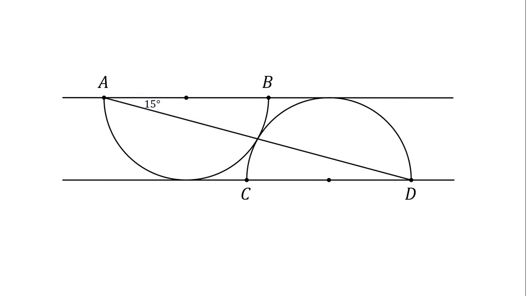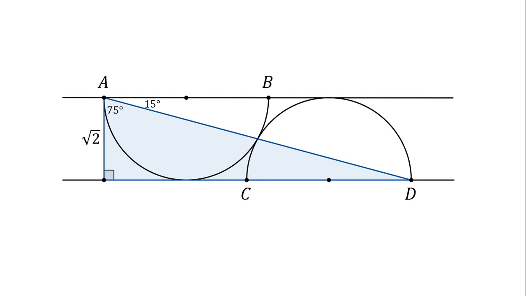Now let's construct a perpendicular from point A to line CD. This segment is also perpendicular to line AB, since lines AB and CD are parallel. So this angle must be equal to 90 degrees minus 15 degrees, which is 75 degrees. Now focus on this triangle. The height of this triangle is equal to the radius of each semicircle, so the height is square root of 2.